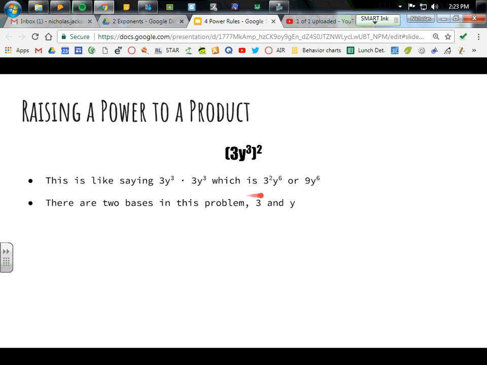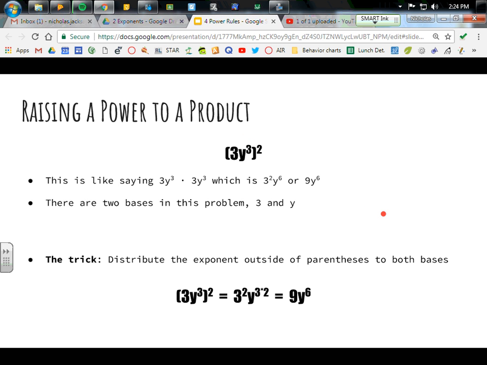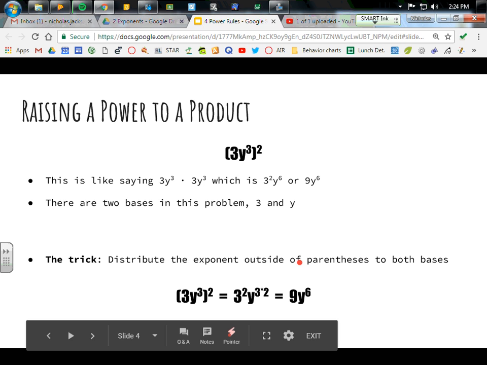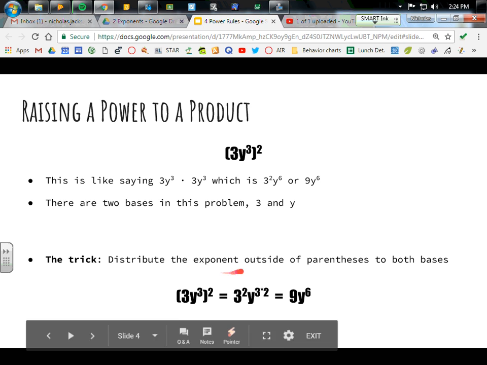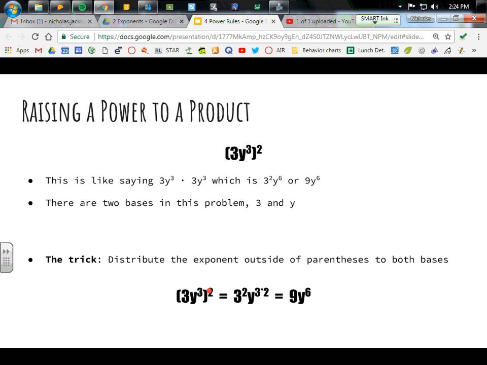All right, there's 2 bases in this problem. We've got 3 and we have y. So your exponent is going to be distributed. If you remember your distributive property, the exponent gets distributed to both bases. All right, so that's what we do. We distribute, as in, multiply the exponent that is outside of parentheses to both of the bases, and you still end up multiplying your exponents.